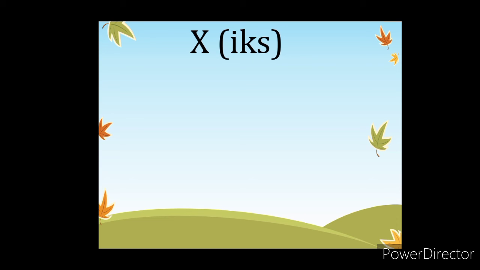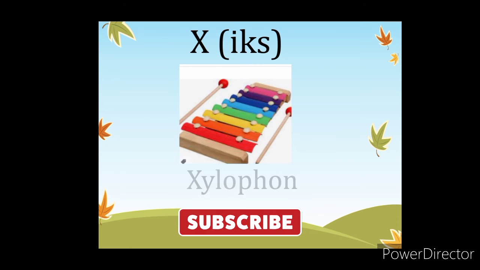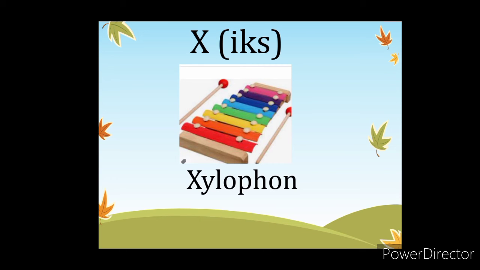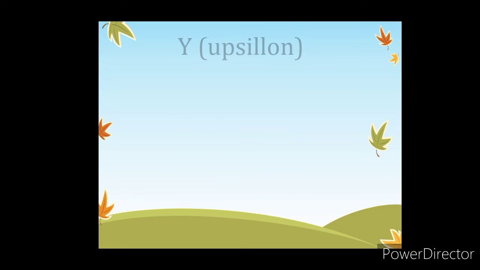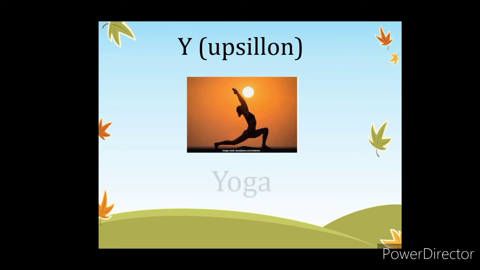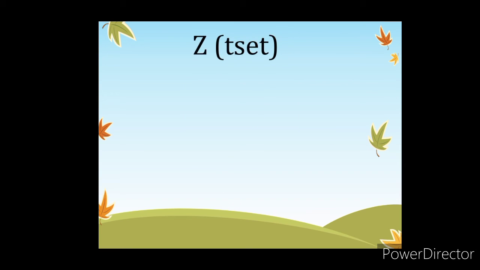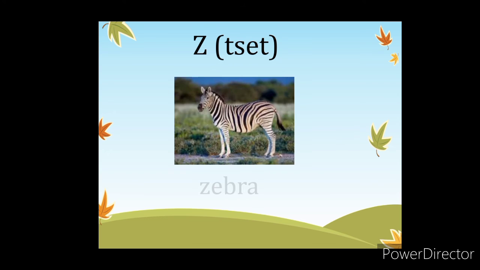X sounds X, Xylophon. Y sounds ypsilon. That is the phonetic sound of Y, but pronouncing it with a word or with other letters we pronounce it as y, like y in Yoga. Z sounds set, like in Zebra.